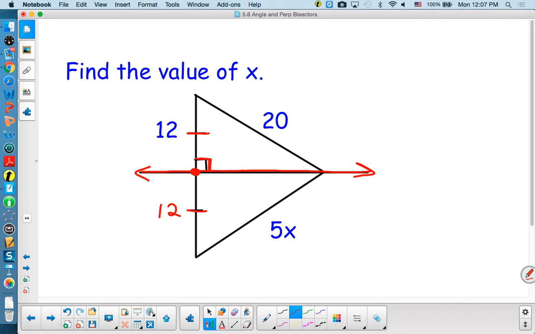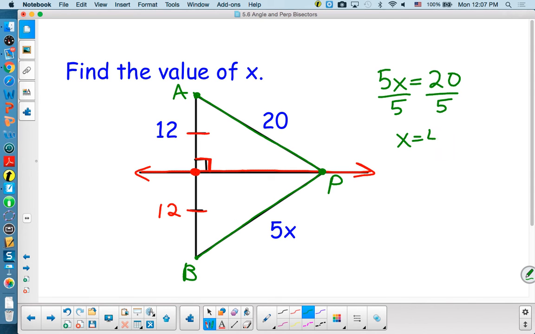Okay, to apply the theorem that we're working on, this point P is the same distance from A and B. Why? Because P is on that red perpendicular bisector. And the theorem said that it's equidistant from the ends of the segment. So to find x, 5x equals 20. Divide by 5, so x would be 4. Perpendicular bisector theorem.